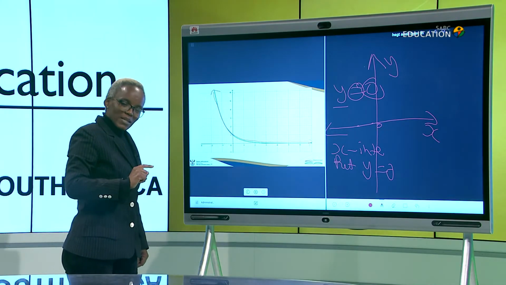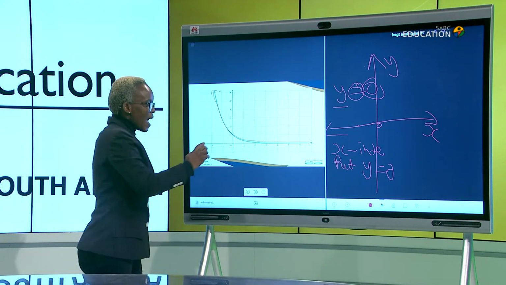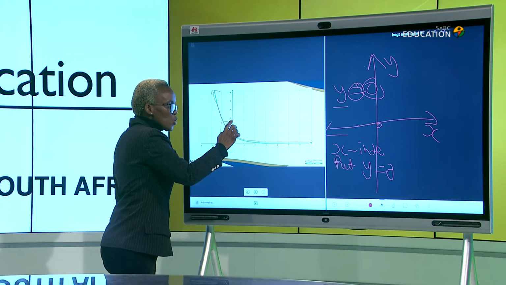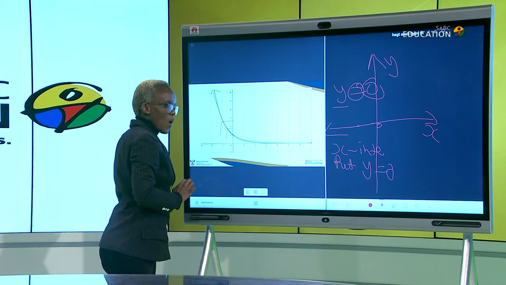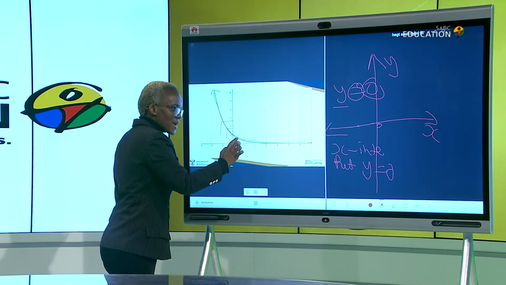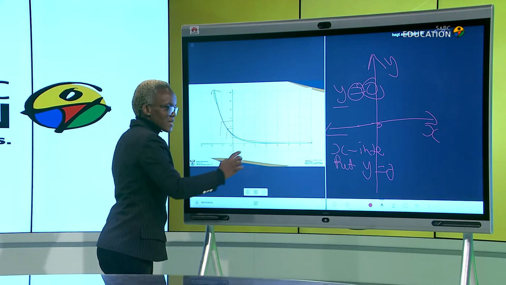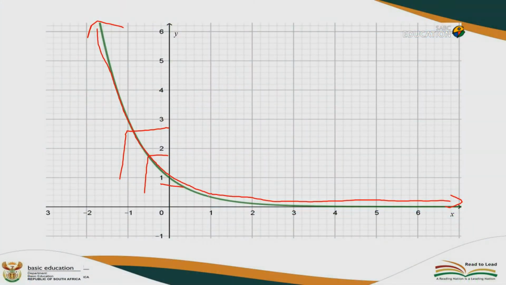Now, decreasing. As x increases, you check your y. As x increases, what happens to y? y decreases. As x increases, y decreases. That is why we say it's a decreasing function.